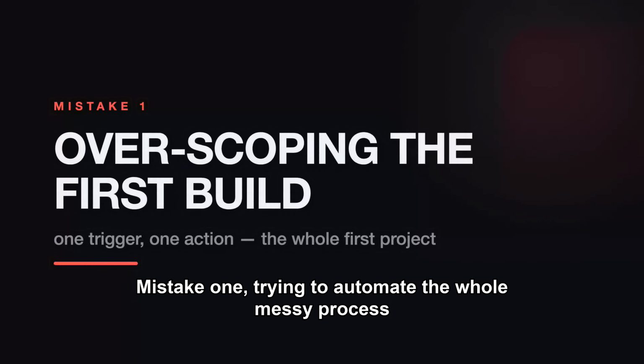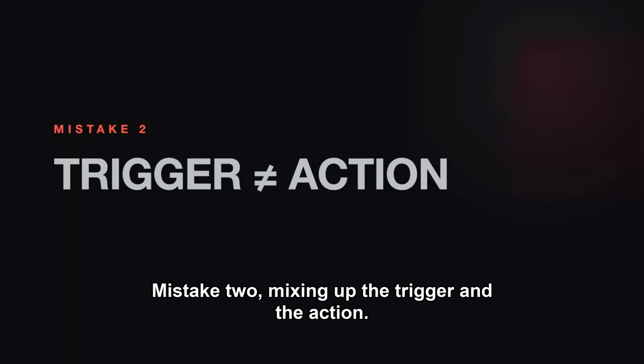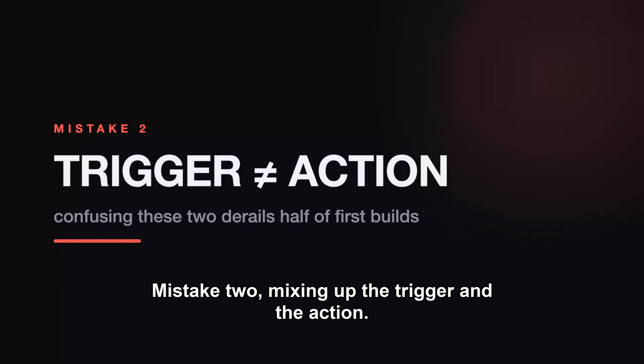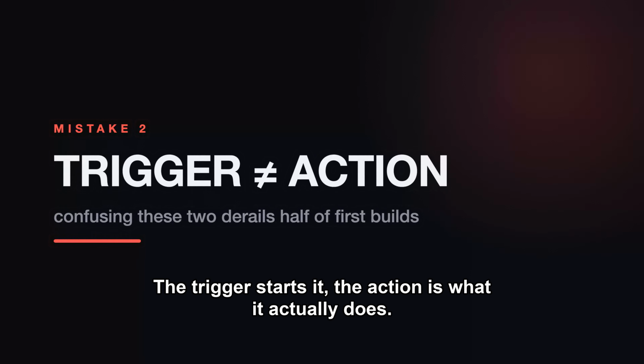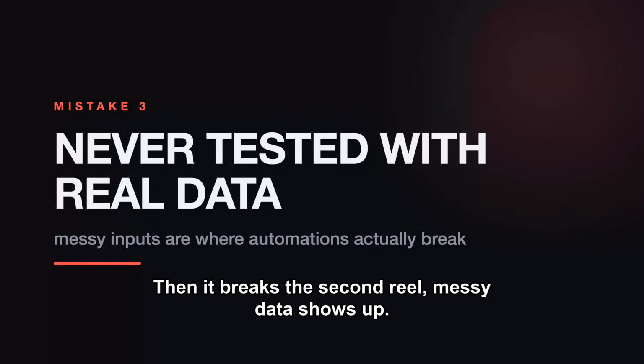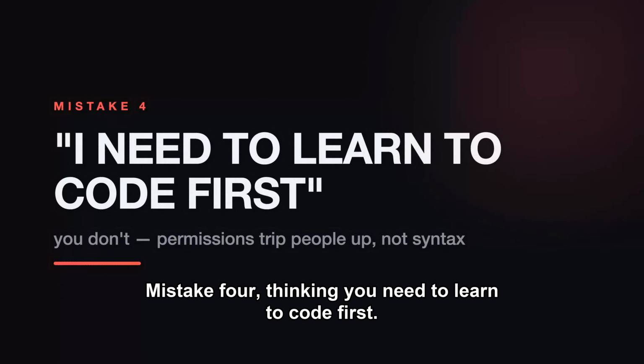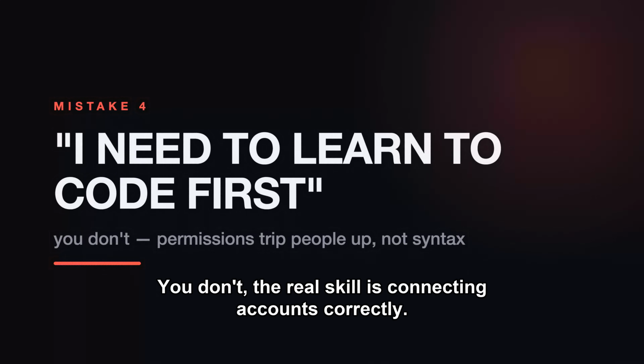Mistake 1. Trying to automate the whole messy process on day 1 instead of just one trigger and one action. Mistake 2. Mixing up the trigger and the action. The trigger starts it. The action is what it actually does. Mistake 3. Testing with perfect, clean sample data. Then it breaks the second real messy data shows up. Mistake 4. Thinking you need to learn to code first.